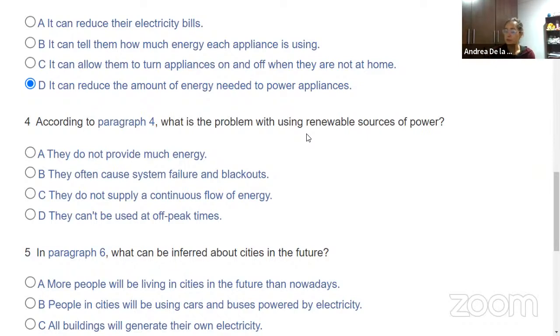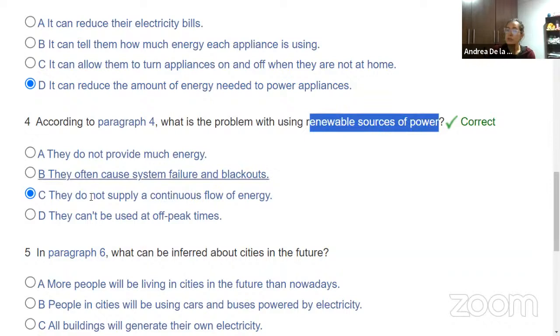Wind is unpredictable. Solar energy. So it's C, Miss. They don't supply a continuous flow of energy. It's a synonym for unpredictable, right? Because the opposite of unpredictable is predictable. That means continuous. So they are not continuous, right? Because it depends on the weather, for example, in renewable sources of power. So the problem is that they are not continuous. They don't have a continuous flow. They are unpredictable. You don't know how much energy one day you will have, right? It's not that they don't provide a lot of energy, but that they don't have a continuous flow of energy.